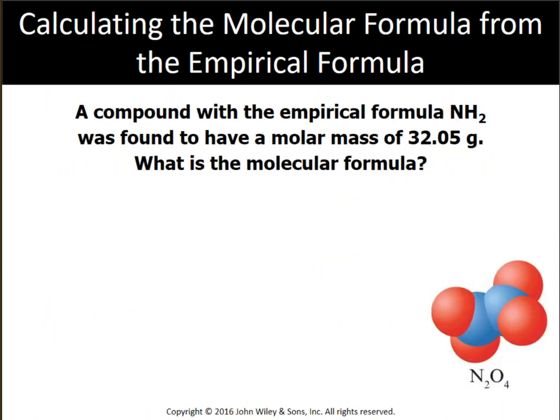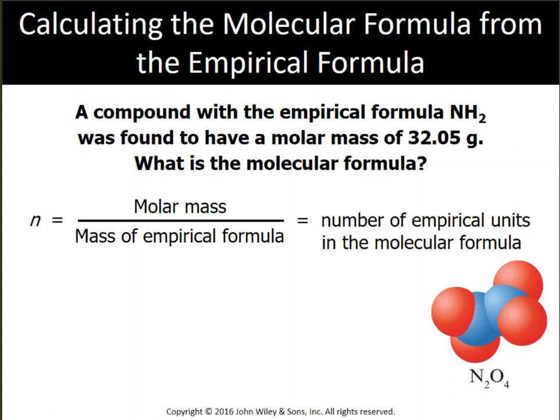So here is an example. You have a compound with the empirical formula NH2. The molar mass of this compound is given, which is 32.05 grams. You want to find the molecular formula. So empirical formula is given to you. Molar mass is also given to you. You want to find the molecular formula.